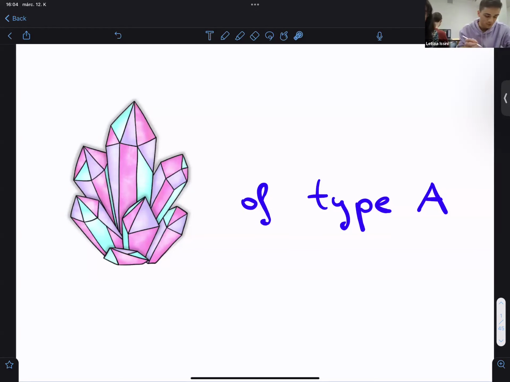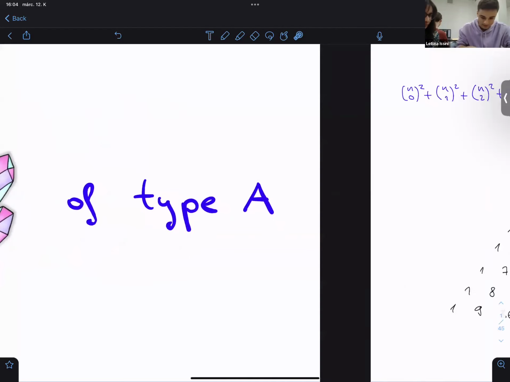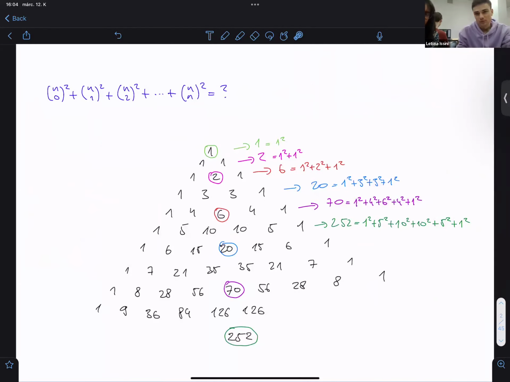The title of this talk is Crystals of Type A. Admittedly, a bit flashy, but I just wanted to show you some pretty pictures of crystals. But before that, let me start with a nice little problem about the Pascal triangle. So the question is, what is the square sum of the entries along a row of the triangle?